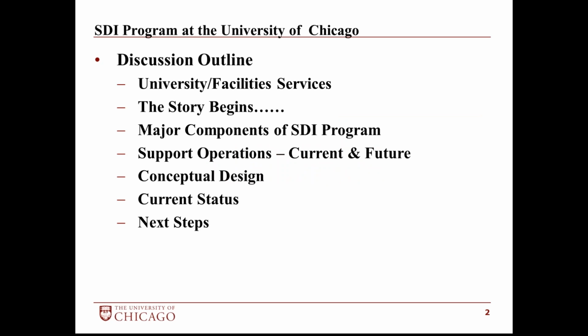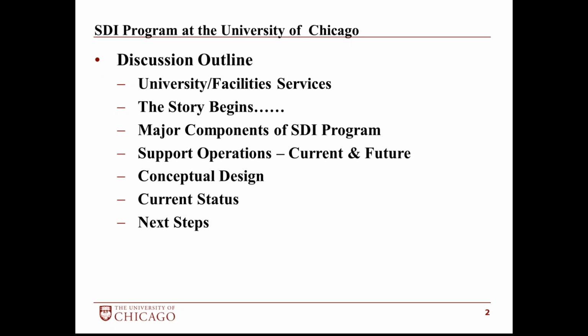So with that, I'll go through the outline of the presentation. We'll have a very short overview of the University and Facility Services Department, the department I work for. We'll talk about the story, so how it all came about and how we started down this path. And then we'll move on to some of the major components of the SDI program. We'll focus on the 3 big items in the program. There are many other components, but these are the 3 major ones we'll cover this afternoon. Then we'll talk about what it's all about, supporting operations. So we'll get into some of the current things we do and some of the future things we would like to do, and how the SDI will plug into that process.